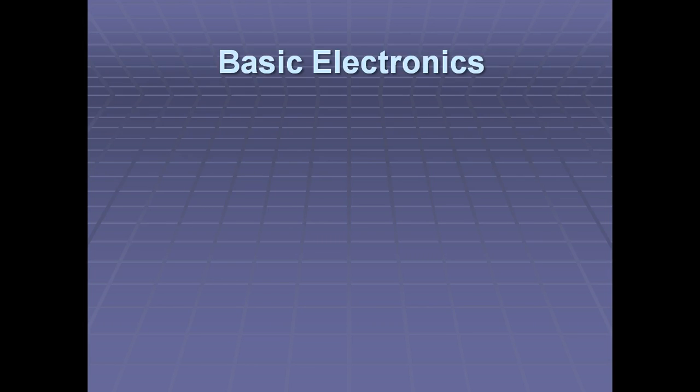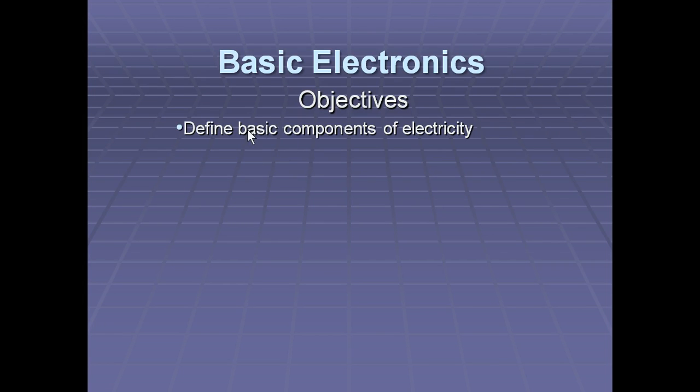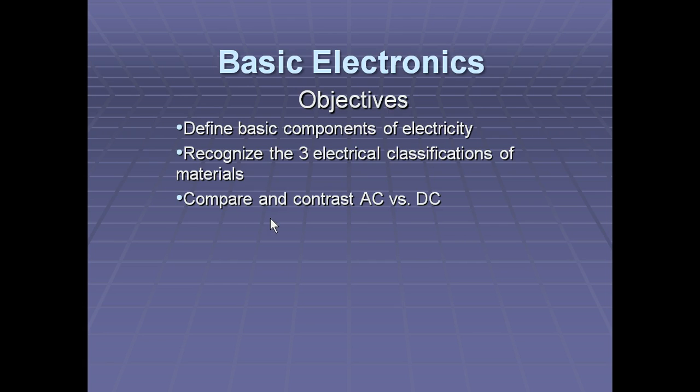Basic electronics. The idea of this video is for the viewer to know basic electronics. When we talk about electronics, at least the groundwork can be established. So the objectives will be defining the basic components of electricity, then recognizing the three electrical classifications of materials, and comparing and finding the difference of AC and DC.